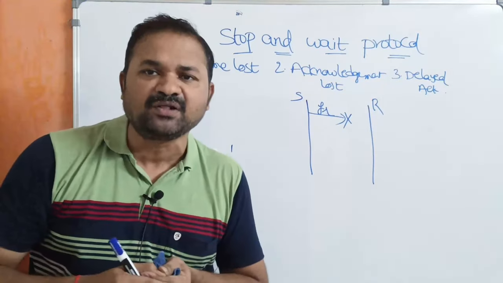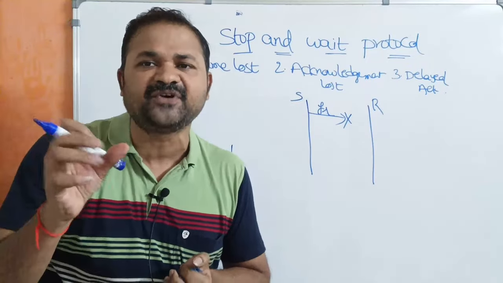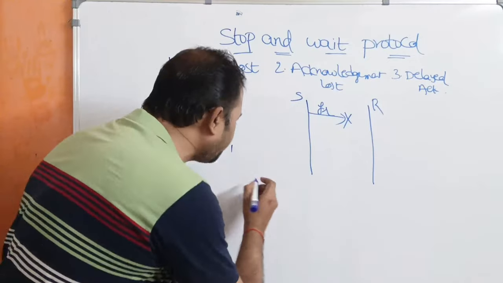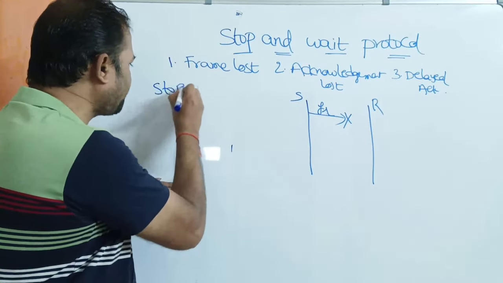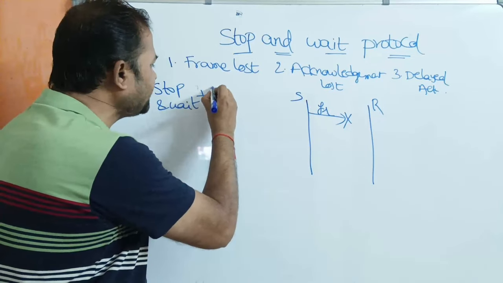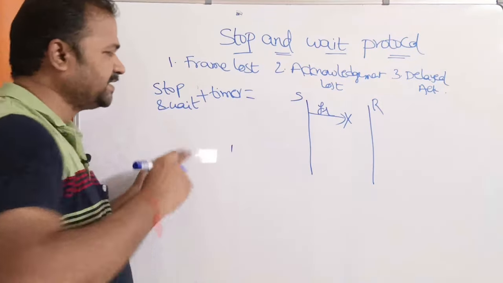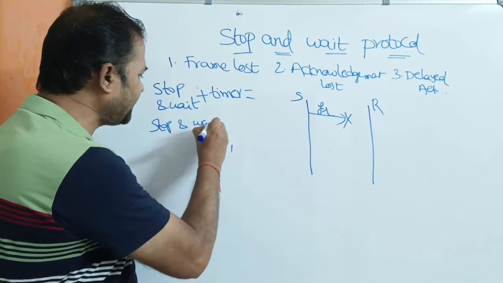In order to solve this problem, the sender will maintain a timer for each and every frame. So every frame will have a timer. So this is the stop and wait protocol, and what we are doing is adding a timer to it. So this is called the stop and wait ARQ protocol. We will see this point later.